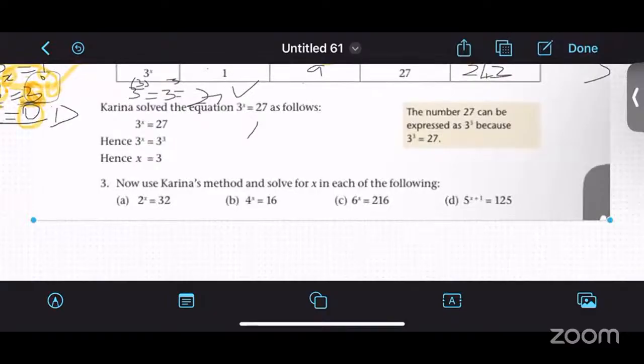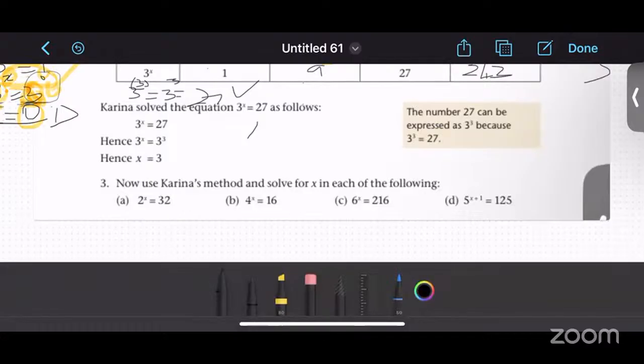Okay. Let's look at number three. Do you see Karina's method? No, ma'am. Are you not able to see the screen? Yes, I can see, ma'am. You almost gave me a heart attack. Okay. So you see Karina's method.